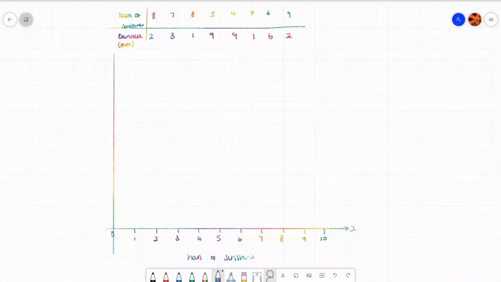So same. So I'm just going to do 1, 2, 3, 4. I don't think it's going to fit on. 5, 6, 7. We need to go up to 9, so it's not going to fit on. Let's draw that back in. Let's just go 1, 2, 3, 4, 5, 6, 7, 8, 9, and 10, and rub that top bit off. Okay, let's plot our points then.